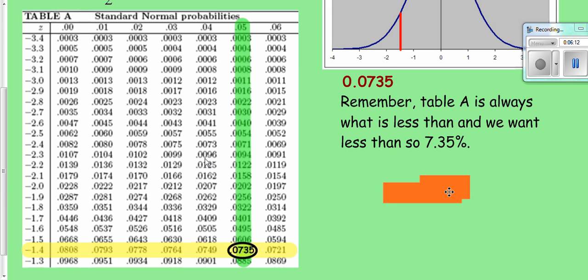By the way, we put this right here, and that tells us, once again, our area that's in this little kind of irregular triangle shape right here. And that's what we were looking for. Table A always tells you what's left of that z-score that we figured out.